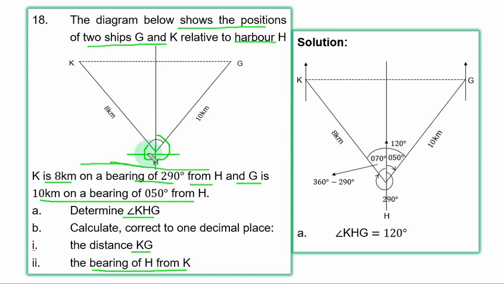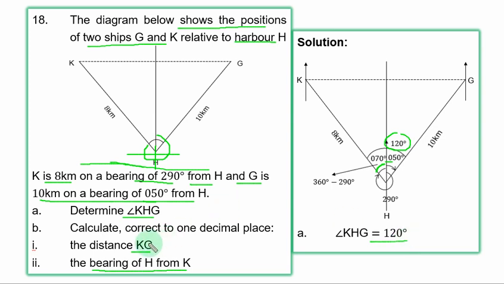And the whole of the quadrants is 360 degrees. If from here to this point is 290, for us to have 360, this remaining side must be 070 degrees. Then secondly, the bearing of G from H is 050 degrees. You go to the same H, you start from the north, you move 50 degrees, and that is to G. So the whole of this angle KHG becomes 070 degrees plus 050 degrees, and that is 120 degrees. So A part is done.